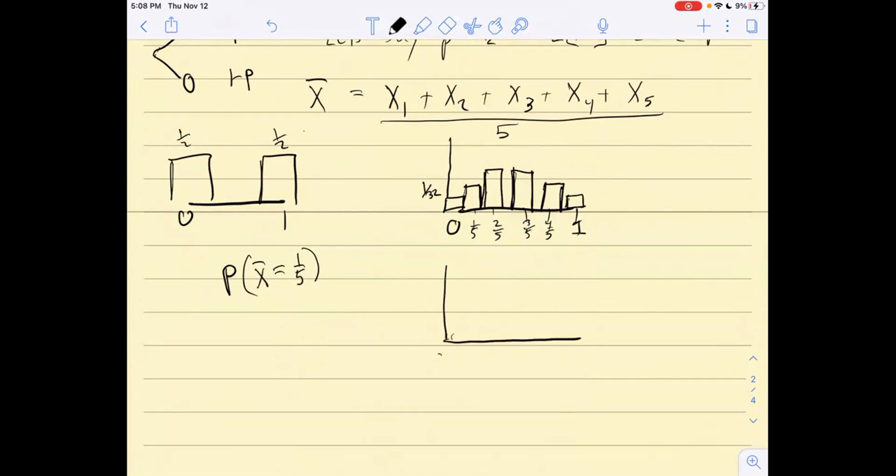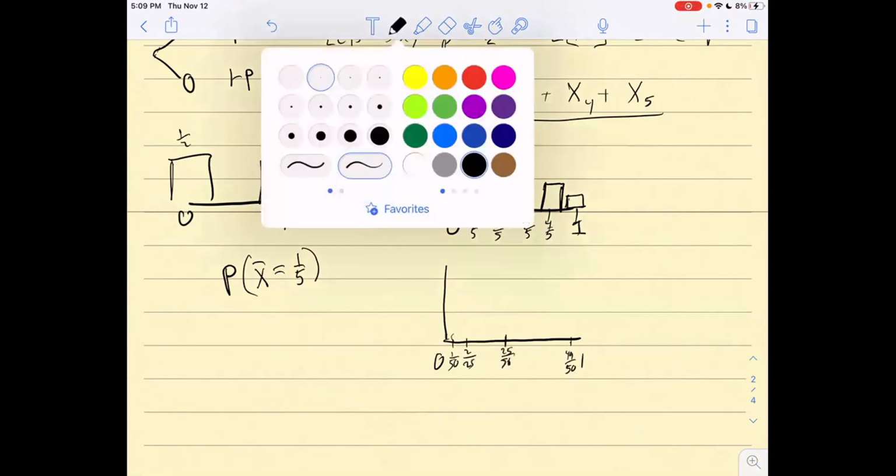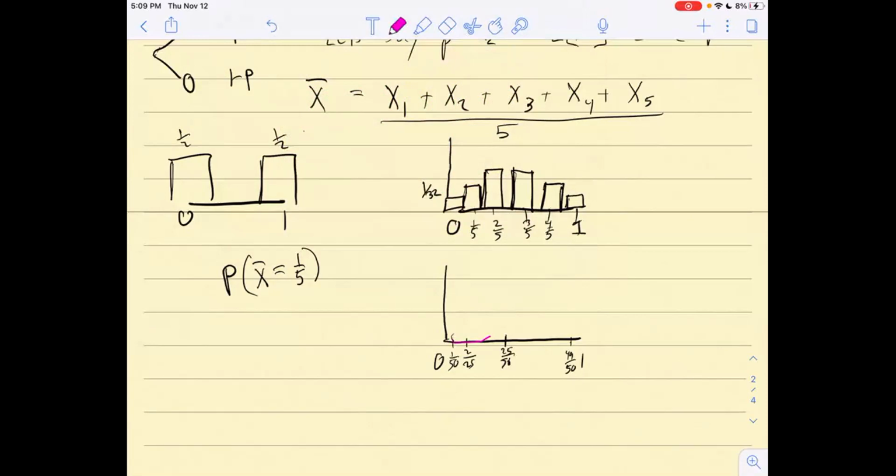So let's see, if we do 50, I'm not going to write out the probabilities, but I'll do the outcomes here. So it'll be 1 over 50, 2 over 50, and so forth, all the way to 49 over 50. But most likely, you're going to be around 25 over 50. And the shape that you observe will be some sort of a bell curve, like that. But it's going to be little bars, right?